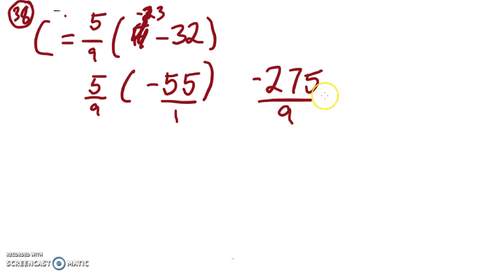Okay, and then just to find out that answer, we'll just do negative 275 divided by 9, and we should get 30.5555556. So we'll just round it up, and we'll say that equals negative 30.6. If you need help rounding, remember I have a video on that too. So that is how much it would be in Celsius degrees.